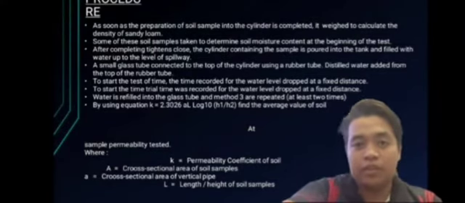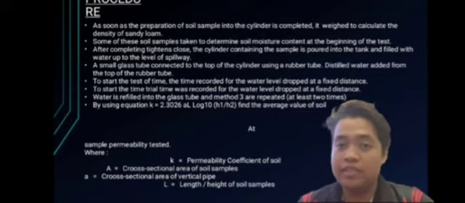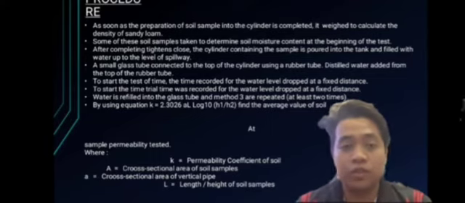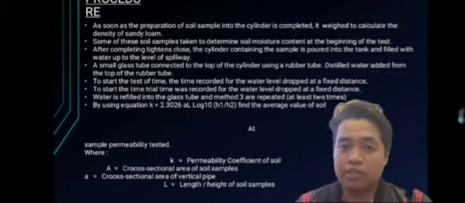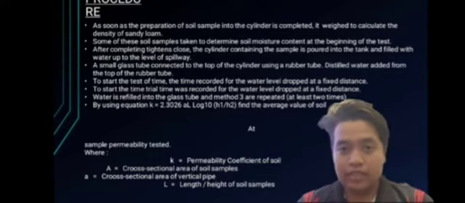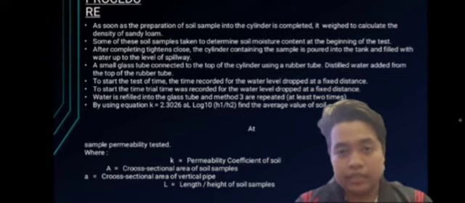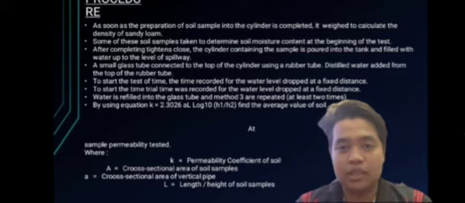Now we'll talk about the procedure for the falling head test. The first step: as soon as the preparation of the soil sample in the cylinder is complete, calculate the density of the sandy loam. Next, some of the soil sample is taken to determine the soil moisture content at the beginning of the test. After completing this, the cylinder containing the sample is placed into the tank and filled with water up to the level of the spillway.